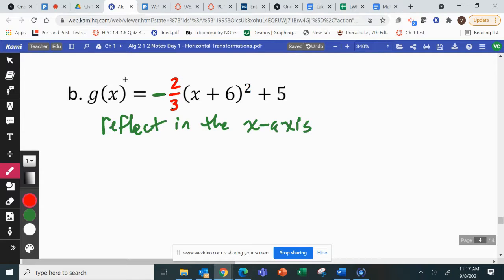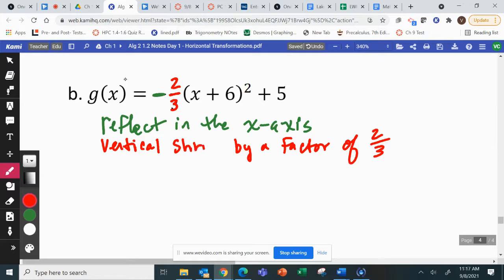2/3 is on the outside of the squared. So it's not being squared. So that's vertical. So I'm going to write vertical. And then I need to know if it's a stretch or a shrink. If you're not sure, then let me finish the sentence. Vertical something by a factor of 2/3. We use the same thing. 2/3 is going to make it smaller, so shrink.